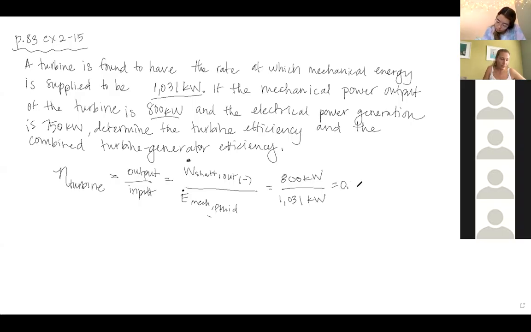which gives 0.776, or about 77.6% efficient for the turbine. Sorry, that's a percentage sign.